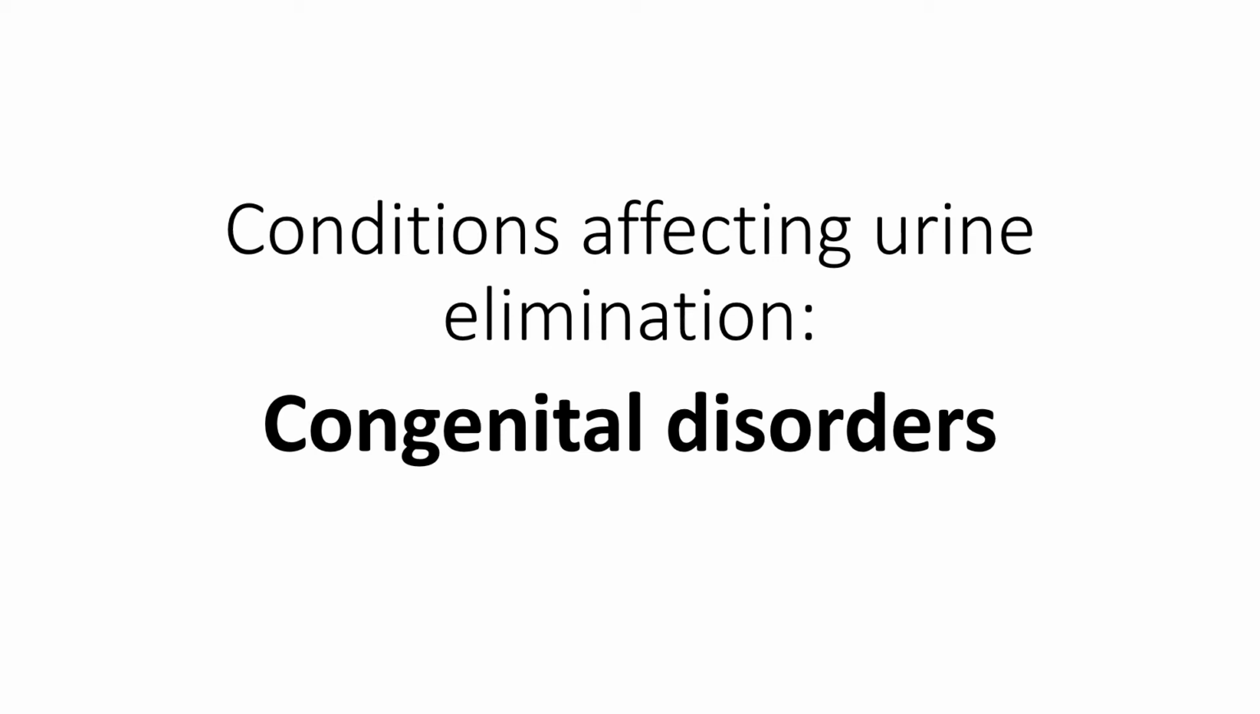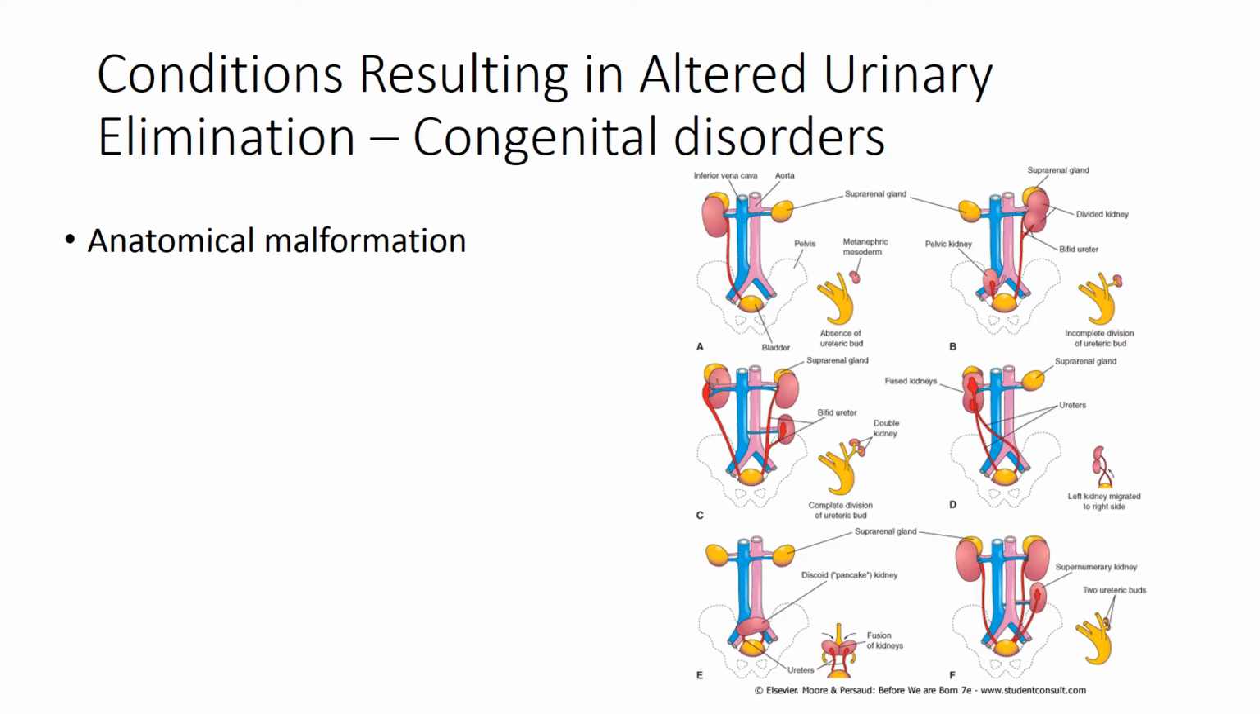All right, in this audio lecture, we're going to be continuing our discussion of conditions affecting urine elimination, focusing on congenital disorders here. So, what is a congenital disorder? You should already be fairly familiar with this from the cardiovascular section, right? These are anatomical malformations present at birth. Oftentimes we see them affect both the urinary and reproductive systems. This is collectively called the urogenital system, right? So here we get both systems generally being affected at some level.